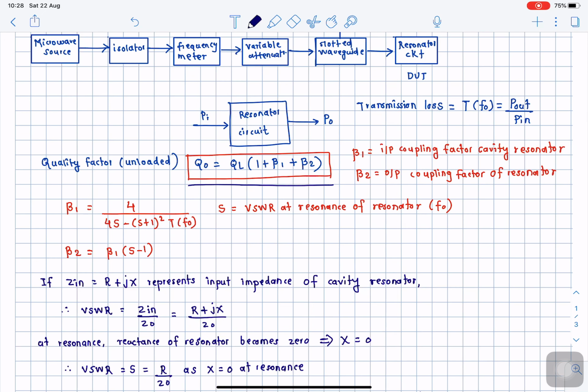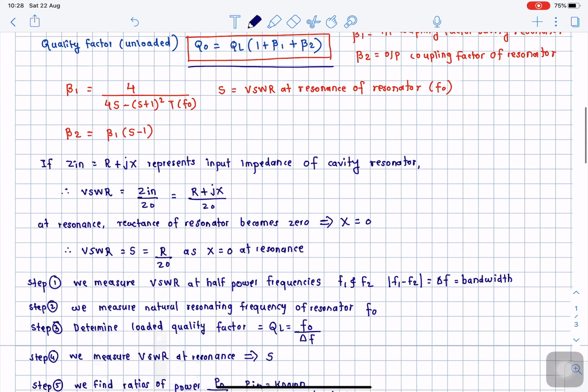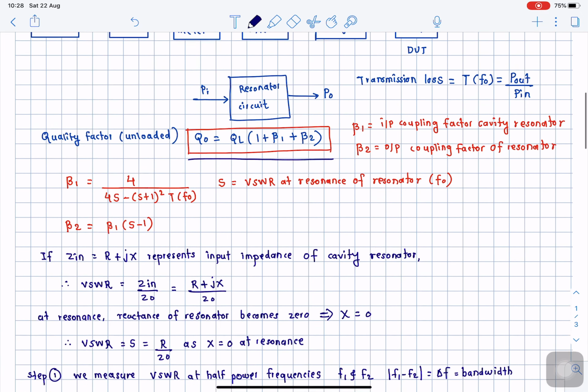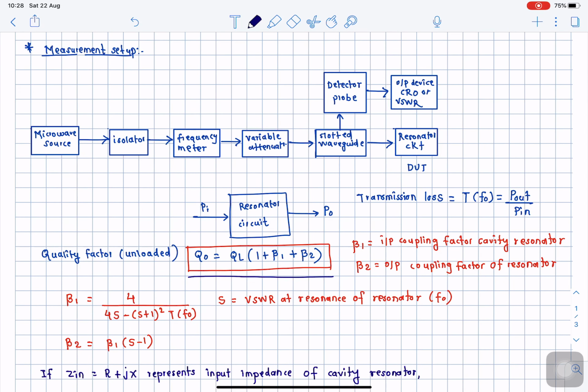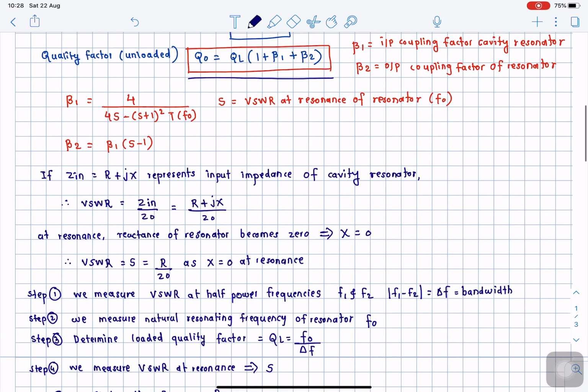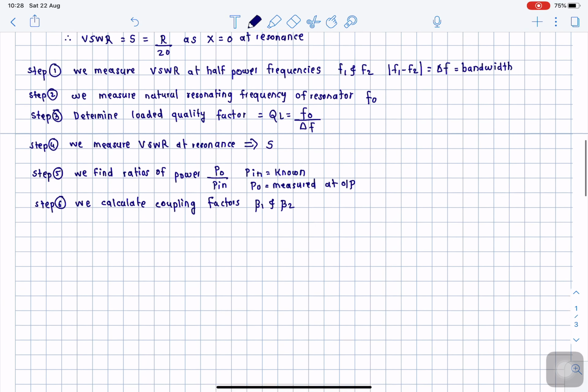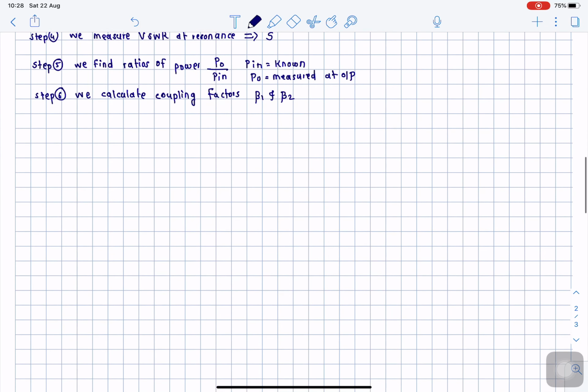Now remember over here that the unloaded quality factor of the resonator is always greater than the loaded quality factor, right? So this is a typical procedure of how to measure the quality factor of a given resonator circuit or cavity resonator device using a microwave technique, right? So we will go further and we will see now a measurement procedure of unknown dielectric constant.